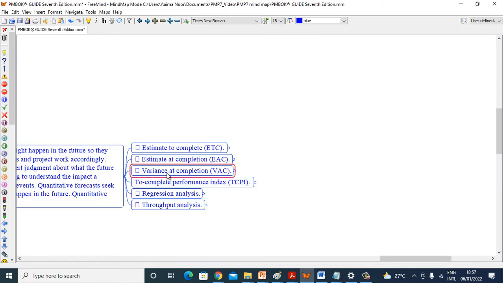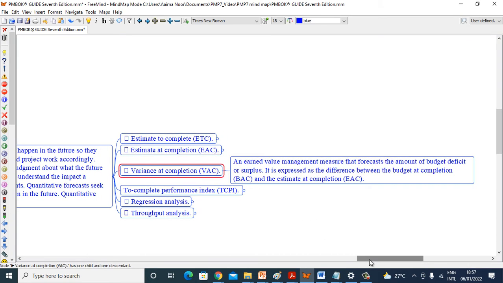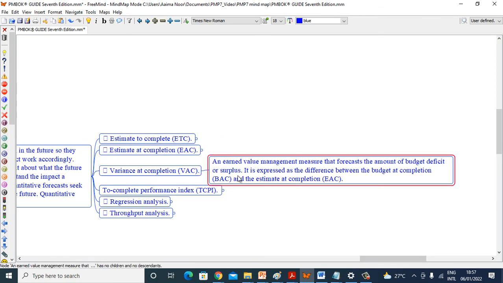Variance at completion, VAC, an earned value management measure that forecasts the amount of budget deficit or surplus. It is expressed as the difference between the budget at completion, BAC, and the estimate at completion, EAC.